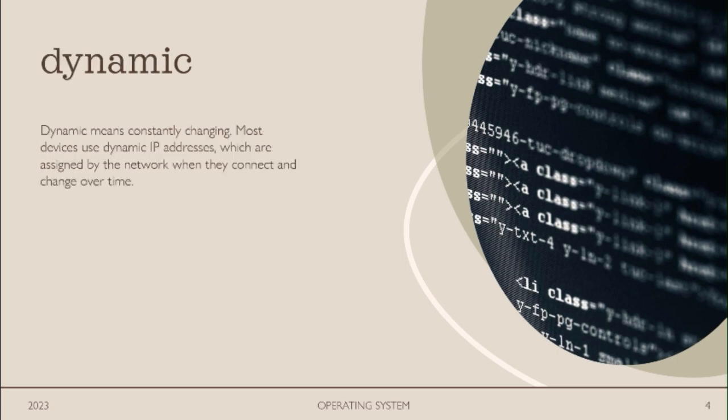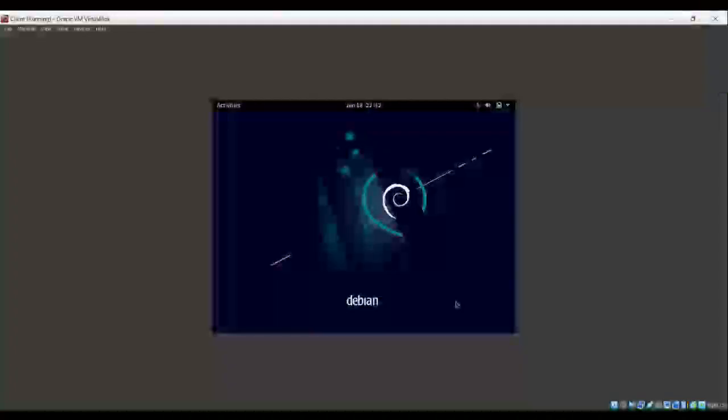Whereas dynamic, what does dynamic mean? Dynamic means constantly changing. Most devices use dynamic IP addresses, which are assigned by the network when they connect and change over time. Next, we will proceed to task 2, that is configuring IP address.